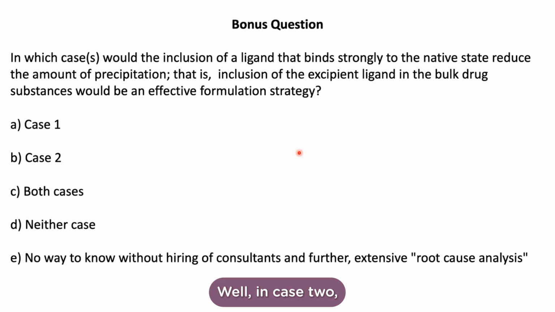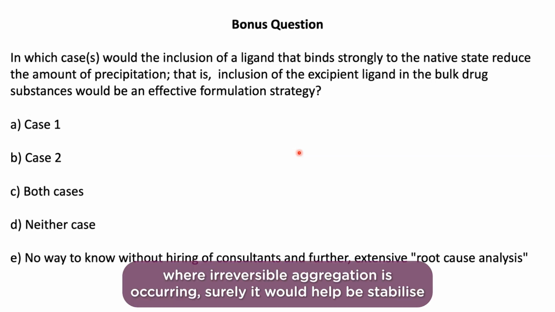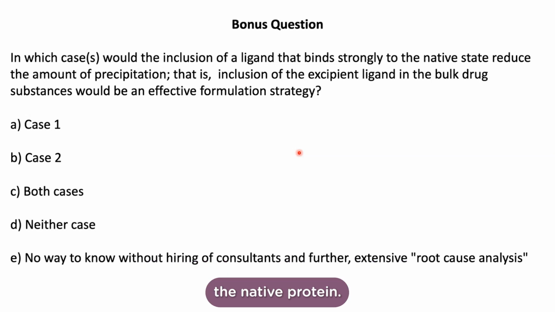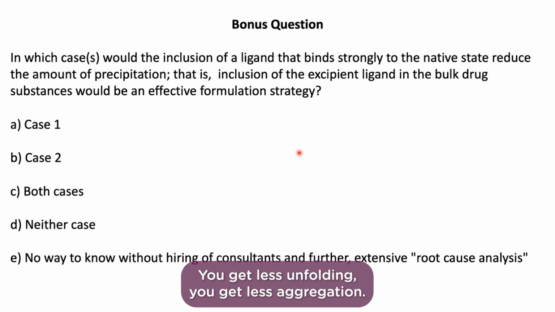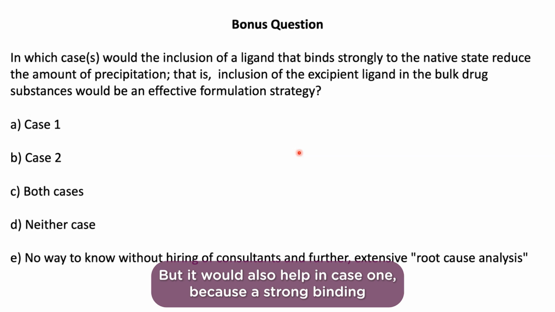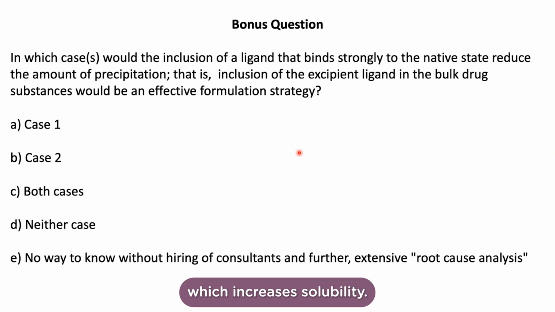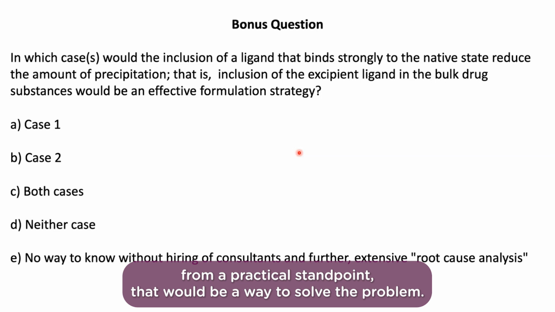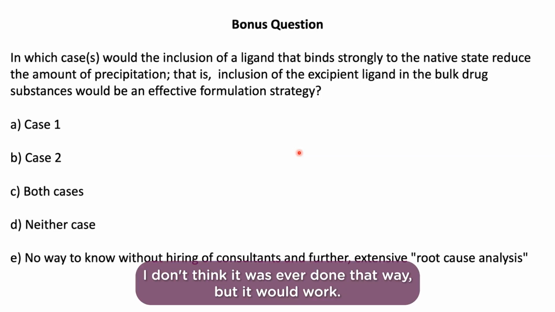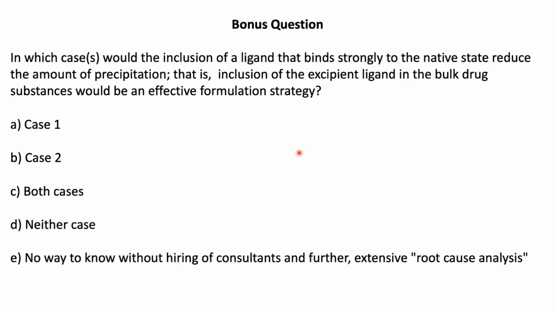Would that help? Well, in case 2, where irreversible aggregation is occurring, surely it would help. You stabilize the native protein, you get less unfolding, you get less aggregation. But it would also help in case 1 because a strong binding ligand will reduce the chemical potential of your protein, which increases solubility. And in case 1, actually, from a practical standpoint, that would be a way to solve the problem. I don't think it was ever done that way, but it would work.